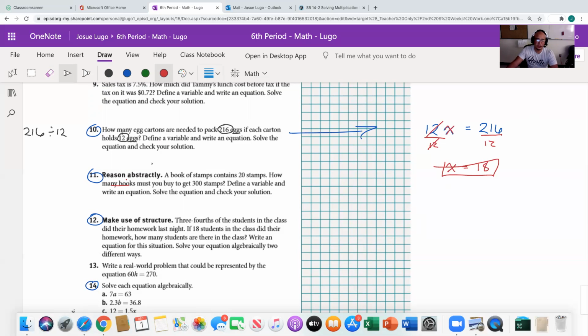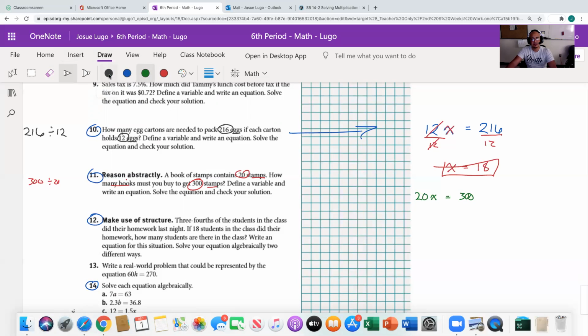11, similar situation. A book of stamps contains 20 stamps. How many books must you buy to get 300 stamps? Similarly, you could just do 300 divided by 20. But they want you to write the equation, so let's write down the equation. It's going to be 20x equals 300.